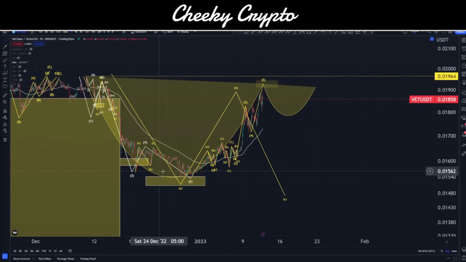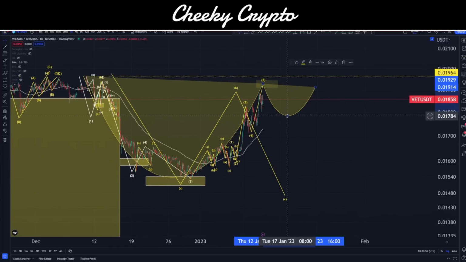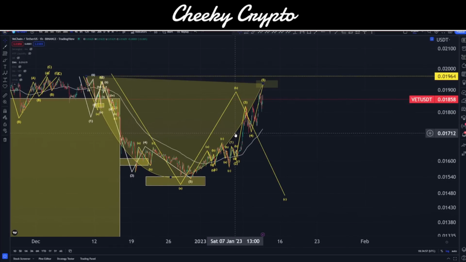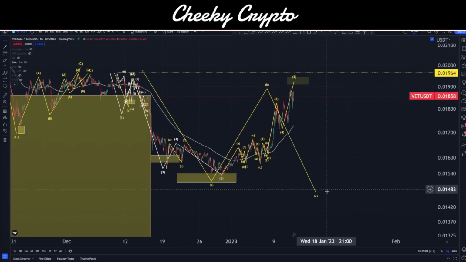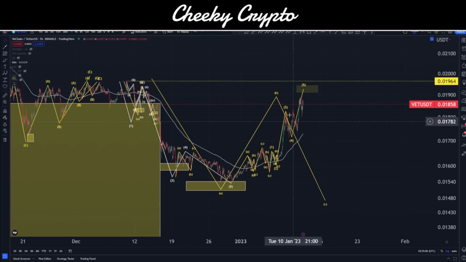So if we think about this A, B, and C structure, forgetting the cup and handle, the reason I don't think it's going to play out is that 5-wave structure over there. Then we'll be looking at coming down into new lower lows in this bear market for Vechain, right? And we'll be talking about coming down reasonably low, depending on how high we go. If we cross higher than 1.964, then it is invalidated, and this is a different structure altogether.